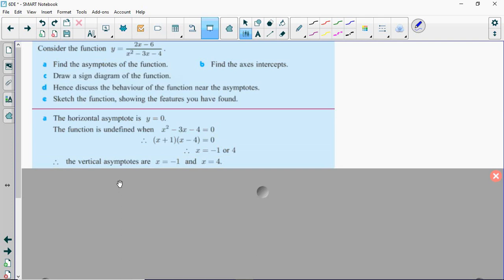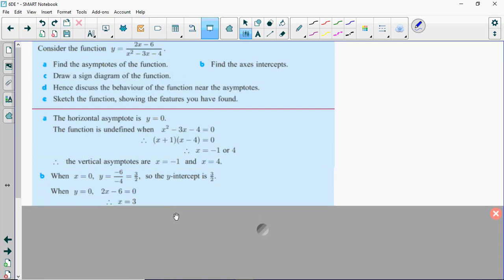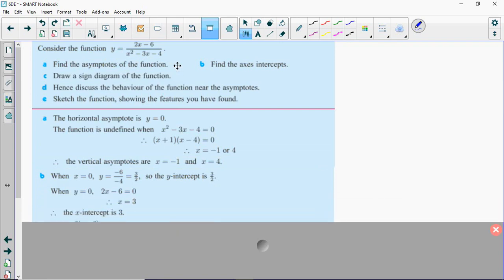Letter B, find the axes intercepts. For the y-intercept, we're just going to set x equal to 0. That's very easy. We look at this. It's going to be -6 divided by -4. Awesome. For the x-intercept, we're going to set y equal to 0, which means we're really just interested in the numerator. Set the numerator equal to 0, and we get the x-intercept. Nothing special here. This is exactly what we would have considered when it was a linear divided by a linear, right? And everything here extends to beyond linear and quadratics. The techniques are general no matter what type of rational function we have.